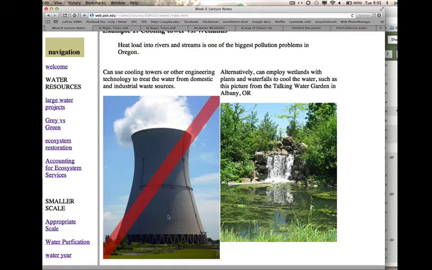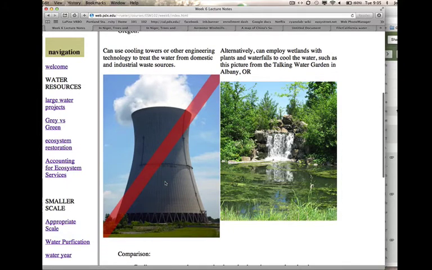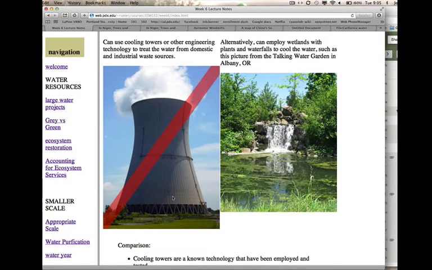So we could use cooling towers or other engineering technologies, chillers, to treat the water and cool it down. There's a picture of a large cooling tower we might use for a nuclear plant, but it's the same idea. These cooling towers are large structures, and by just having air flow in and go across wet surfaces, there's evaporation, and that cools the rest of the water. Some water is lost into the air as evaporation, but that cools the rest of the water.